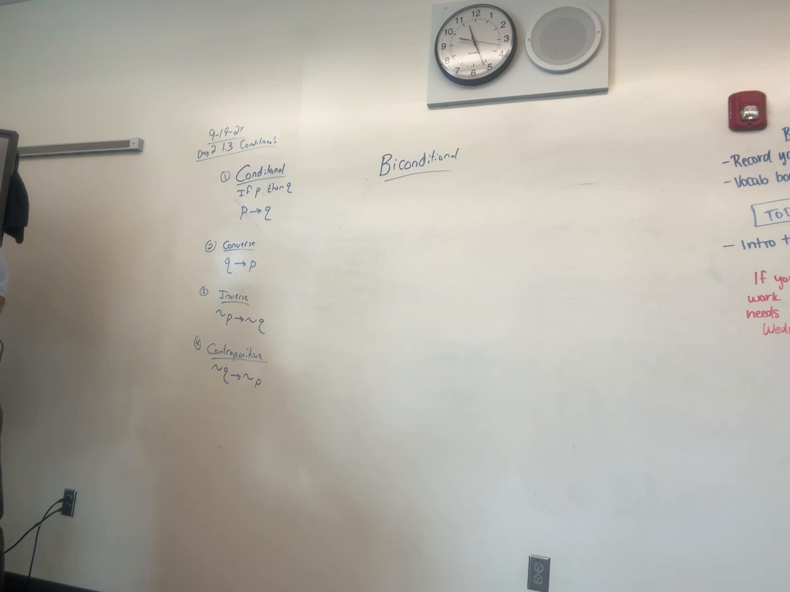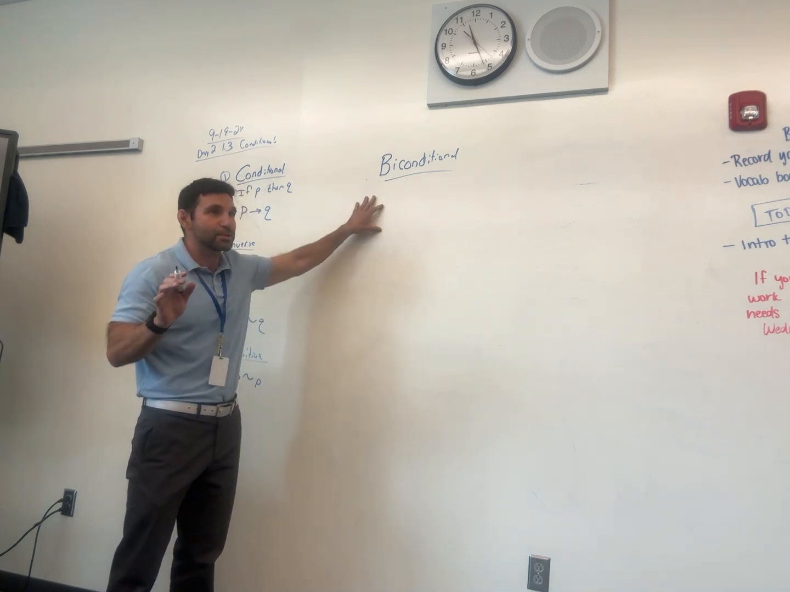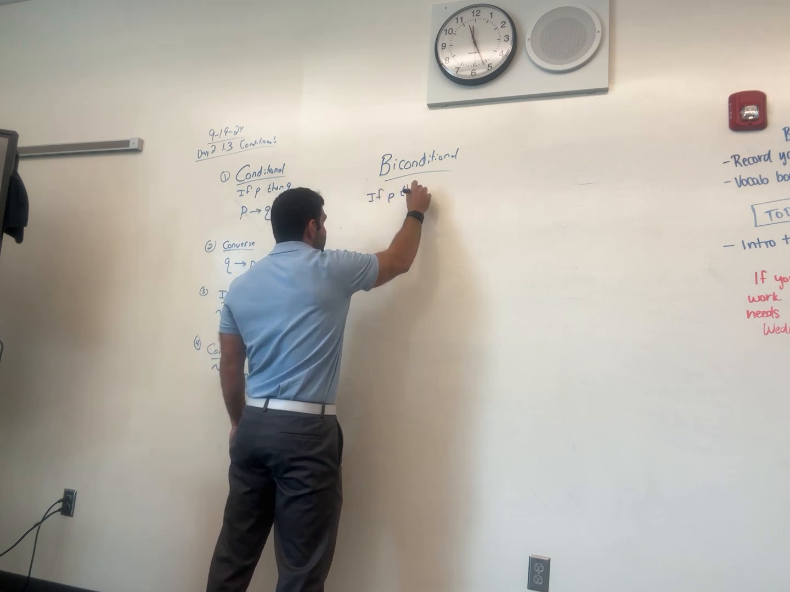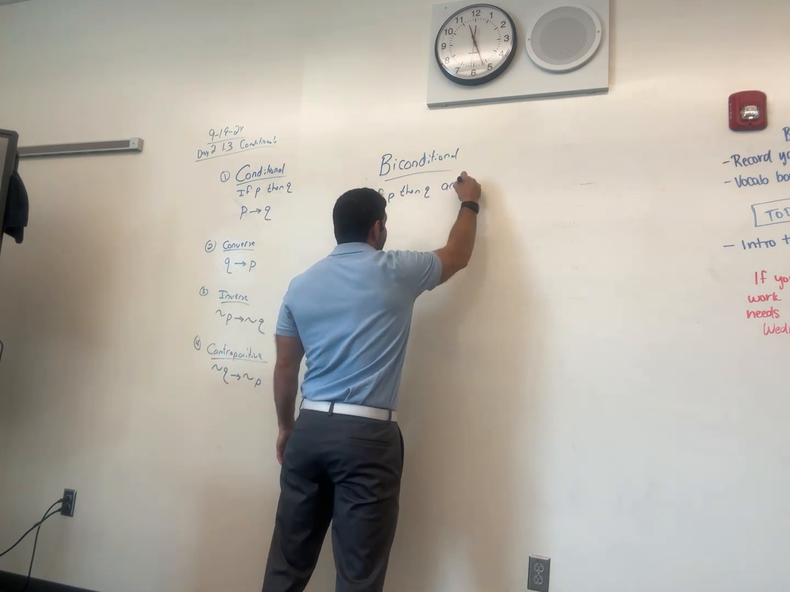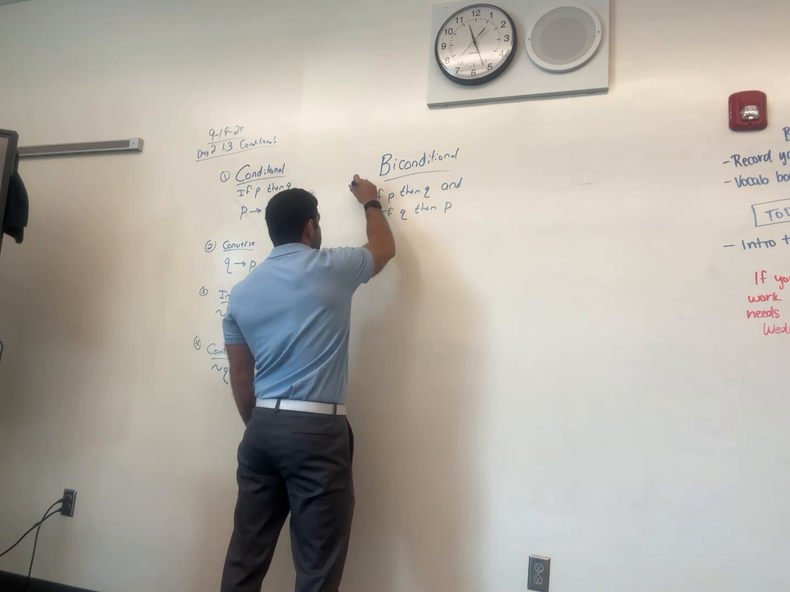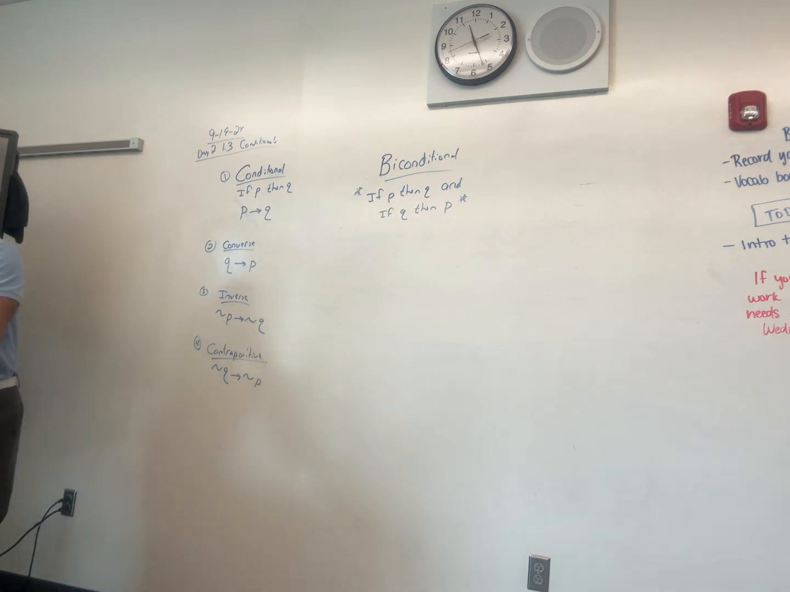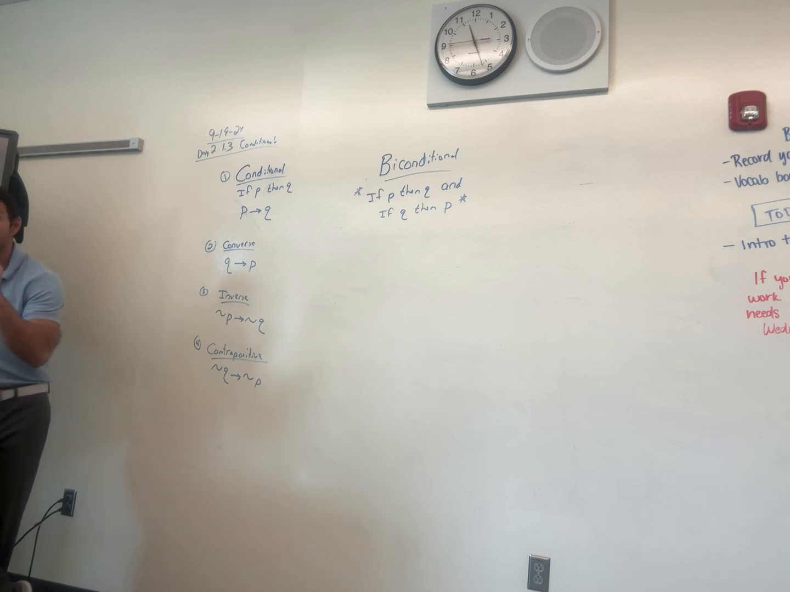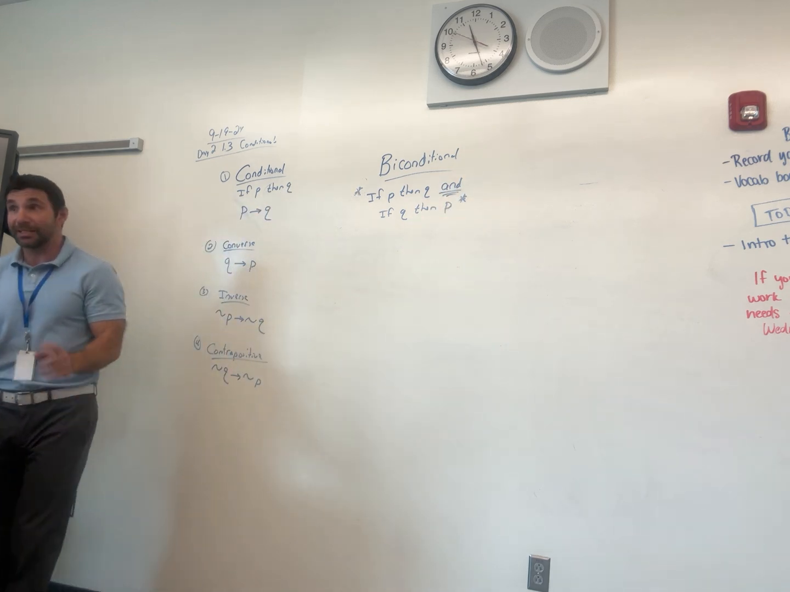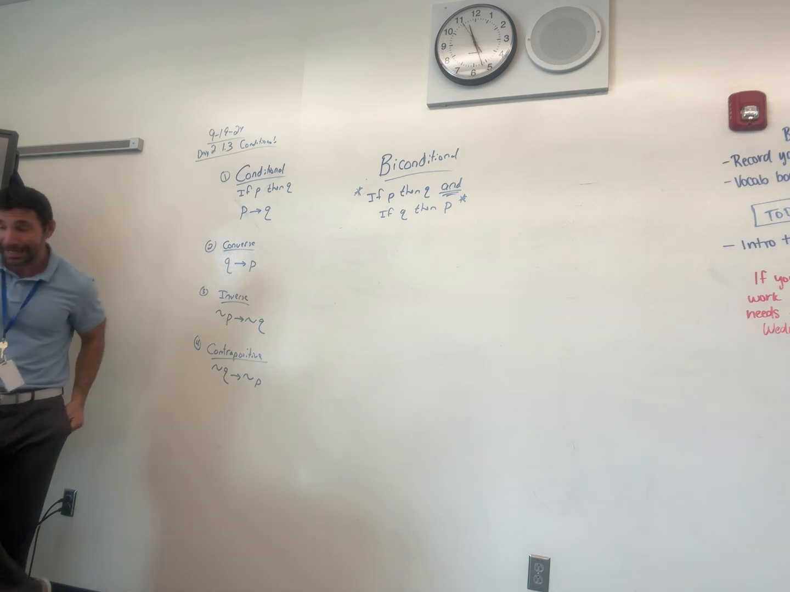Okay. A biconditional. I'm going to show you what it says first, and then we're going to talk about it. If P, then Q, and if Q, then P. So a biconditional is a conjunction, because of the word and. Remember we had disjunction, which was the word or, conjunction, which was the word and.